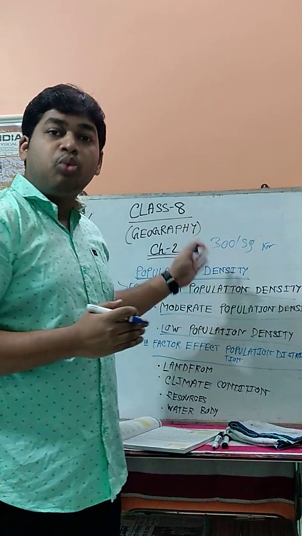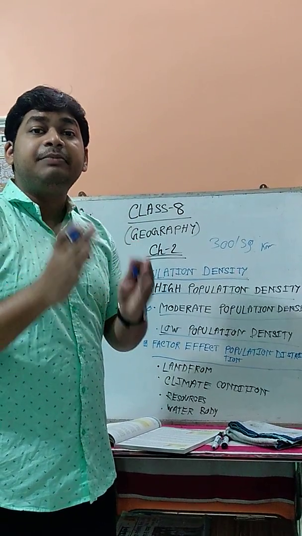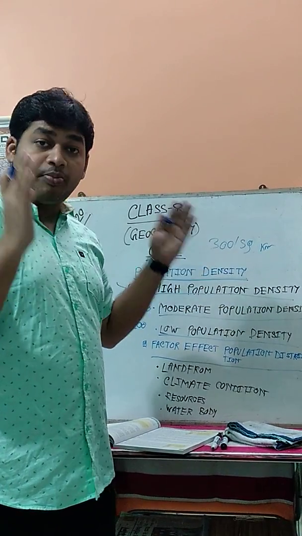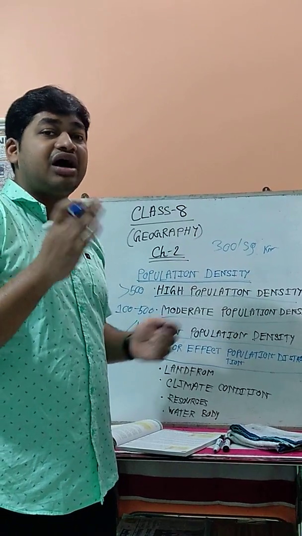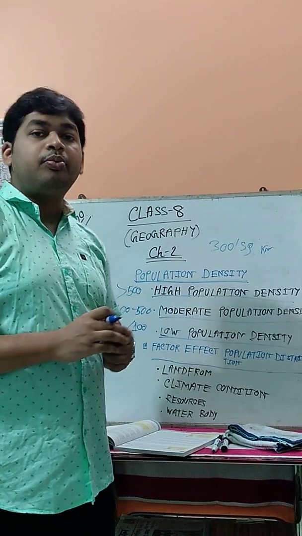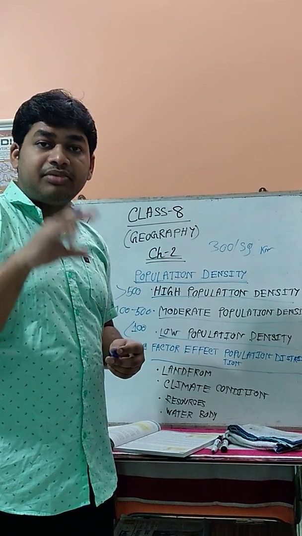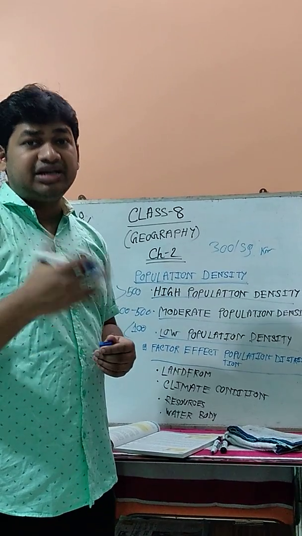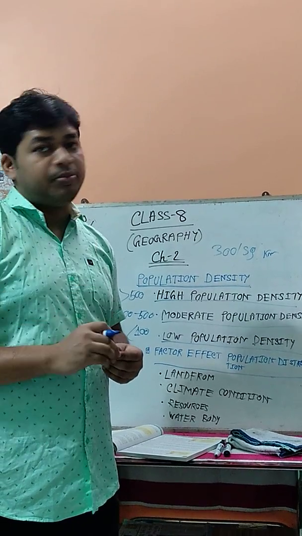Let me repeat: what is population density? How many people live per square kilometer in an area. Population density is divided into three types: first is high, second is moderate, and third is low. High population density is where more than 500 people live per square kilometer.